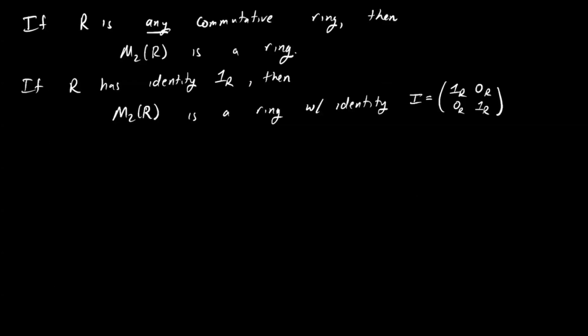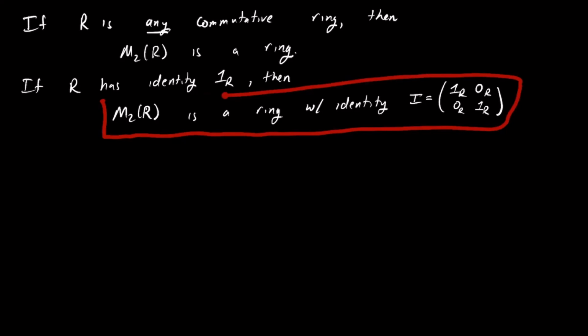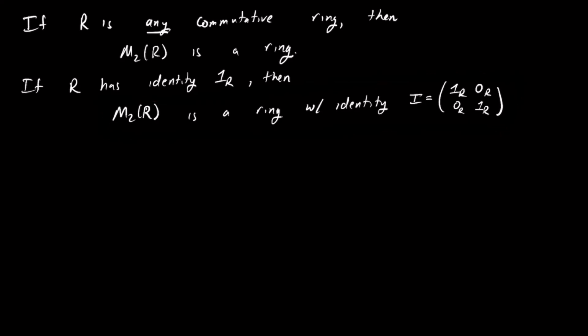identity. So to clarify this a little bit, if R is any commutative ring, then we can similarly show that M2 of R is also a ring. If R is a commutative ring with identity, so in addition to being commutative, then we can show that M2 of R is also a ring with identity. Okay, so we'll be studying examples like this.